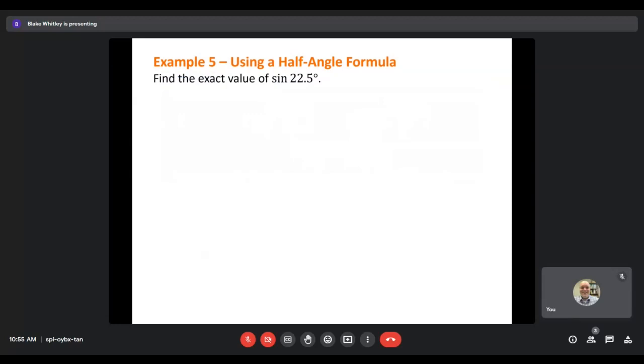All right, so let's see if we can find an exact value now for the sine of 22.5 degrees. Now, obviously 22.5 degrees, not one of our special angles, not on the unit circle. So what we're going to have to do here is think about, is there an angle that we're familiar with that we could cut in half to give us 22.5 degrees? And that angle is going to be 45 degrees this time. So I'm going to rewrite this as the sine of 45 divided by 2.